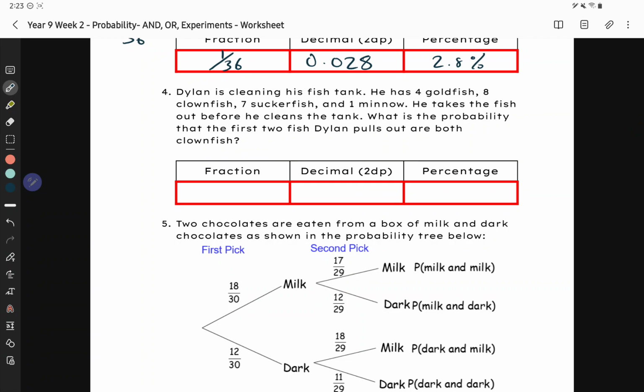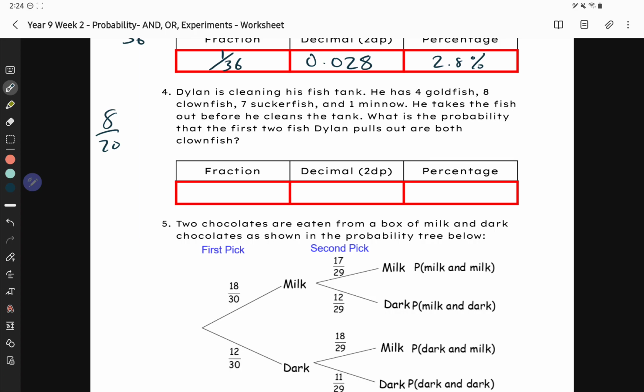So the first time, let's find out how many fish total in the tank. I think that goes to 20. Am I right? Yes, 20. There's 20 fish in total. How many clownfish? 8. So that's 8 out of 20 chance to begin with, if I am picking out one, which is also 2 out of 5. But I'm going to stick to 8 over 20 just because it makes better sense how I got there.